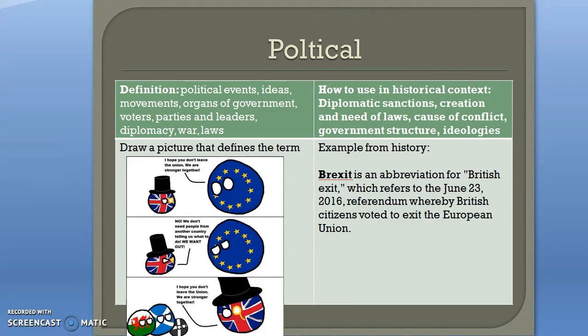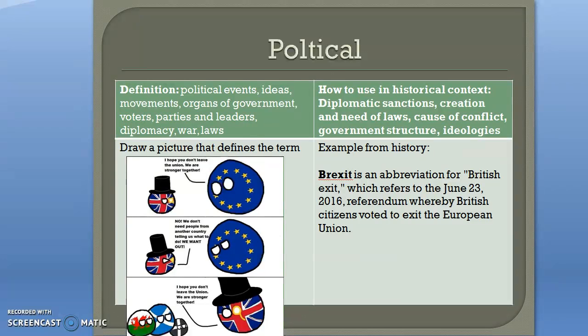The next part of SPICEE is political. A definition of political is your political events, ideas, movements, the organs of government. When we say organs of government, an easy way to think of this is our 3 branches of government that we have in America. We have the executive, and that's your president and vice president. Your legislative, that would be Congress, and Congress is split into 2. Your House of Representatives is based on the population of the state, and then the Senate has 2 representatives per state, and that's a throwback to the old Roman system. And then you have your judicial branch, which is your Supreme Court.